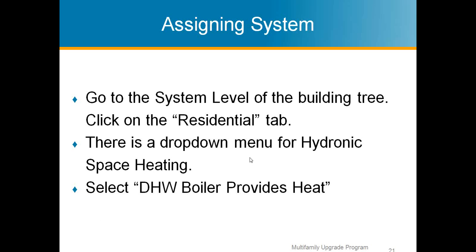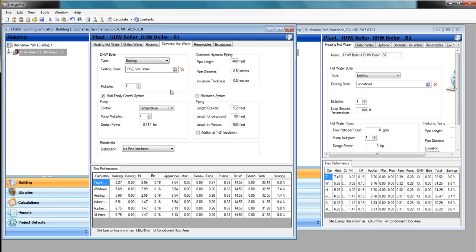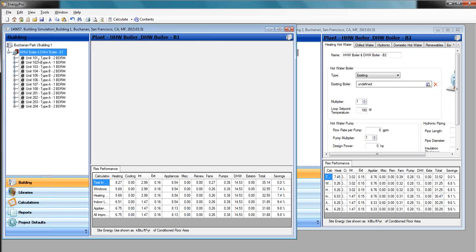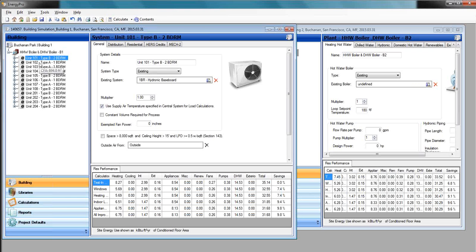Okay, so now we're going to assign the system to the residents. So you've done your calculation of linear footage. You got your pump information in there. You visually verified that there's no pipe insulation on this existing property. And so we have all of our residential units lined up out here.